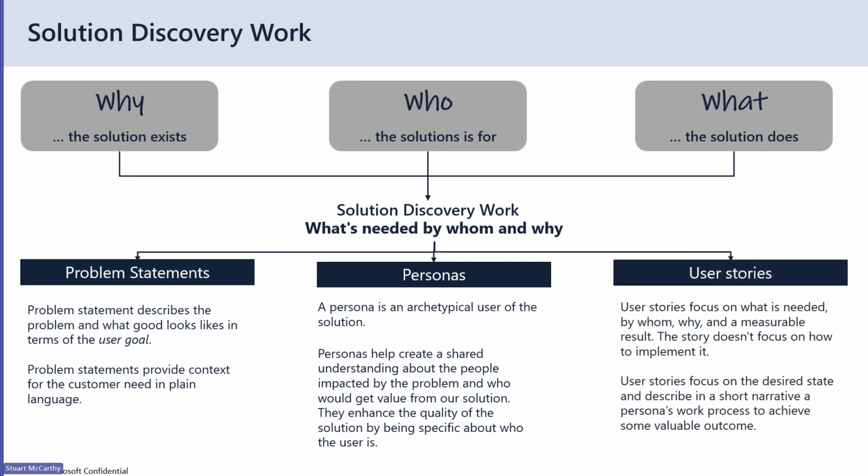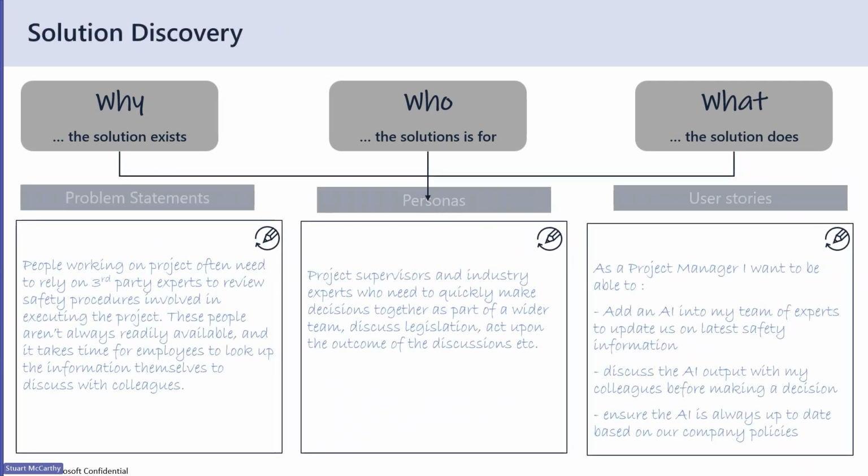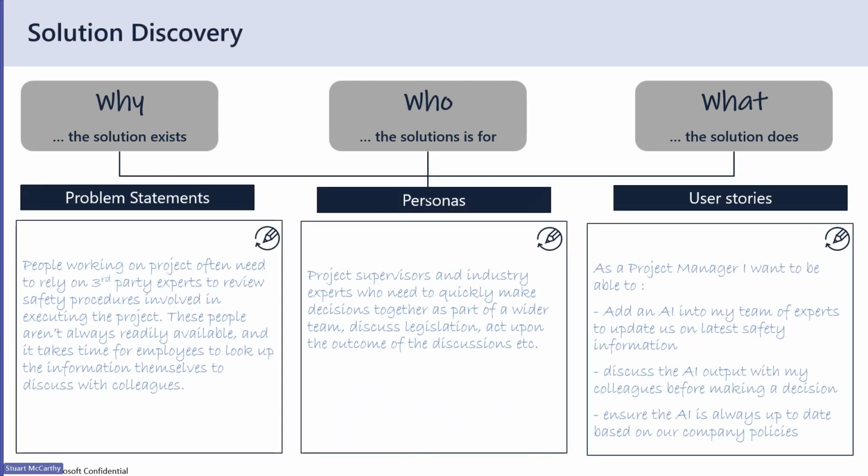And then what the solution does, building out user stories. So thinking about what I'm trying to do, how I'm trying to do it, why I'm trying to do it, so that we can create a backlog, and then we can work through the different ways of creating the solution. So here's just one example. We've got an example of the why, the who, and the what. So we would always ask customers to have a think through this.